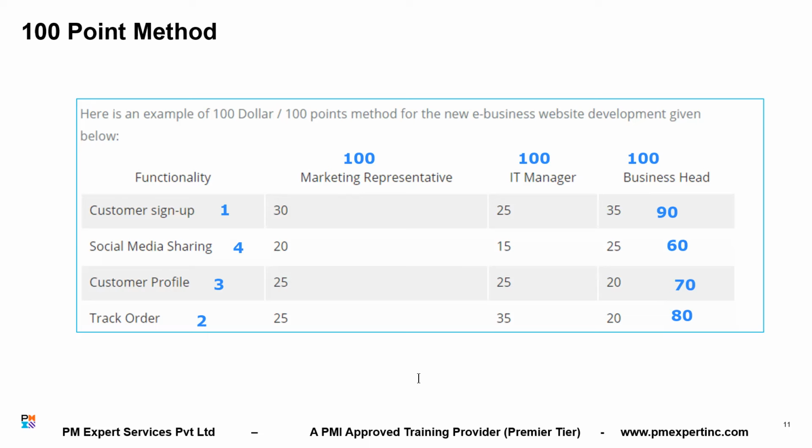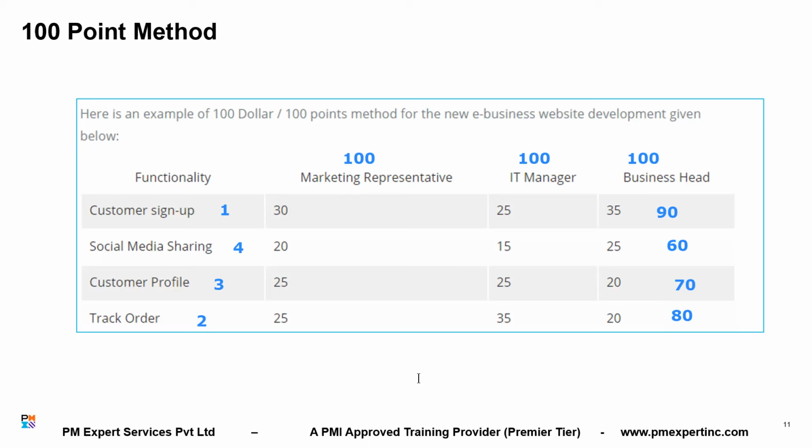Now, is your question which method to use, paired comparison or the $100 method? No, the $100 method. If I'm a customer, I have a total of $100 to spend on these four items. If customer sign up is priority number one, then instead of 30 we can put $40. If social media sharing is not required, then we can put $10. Or is there any standard for how many dollars to put there?